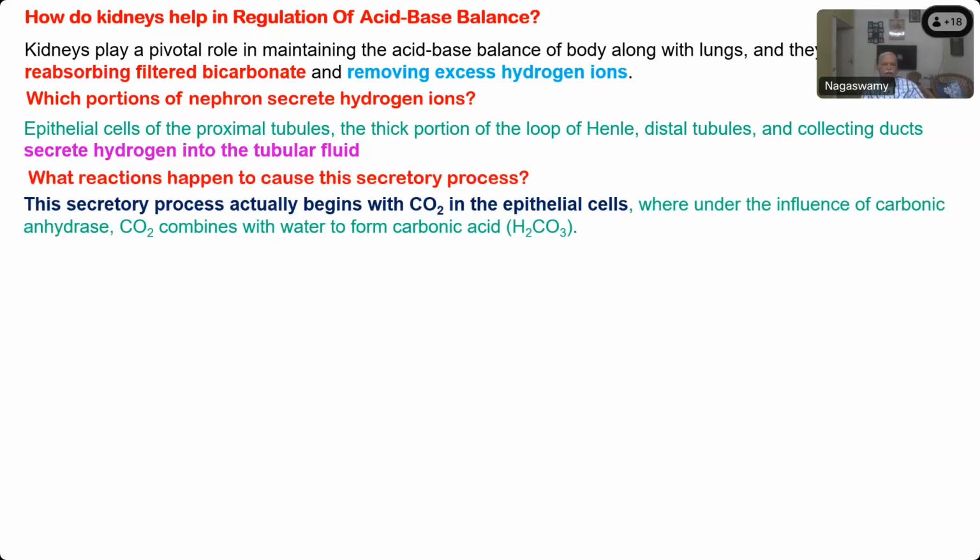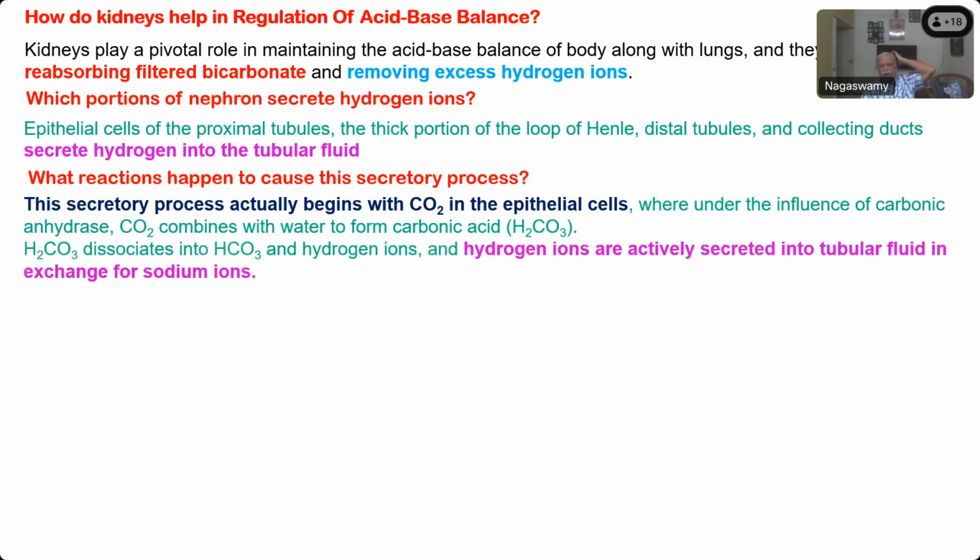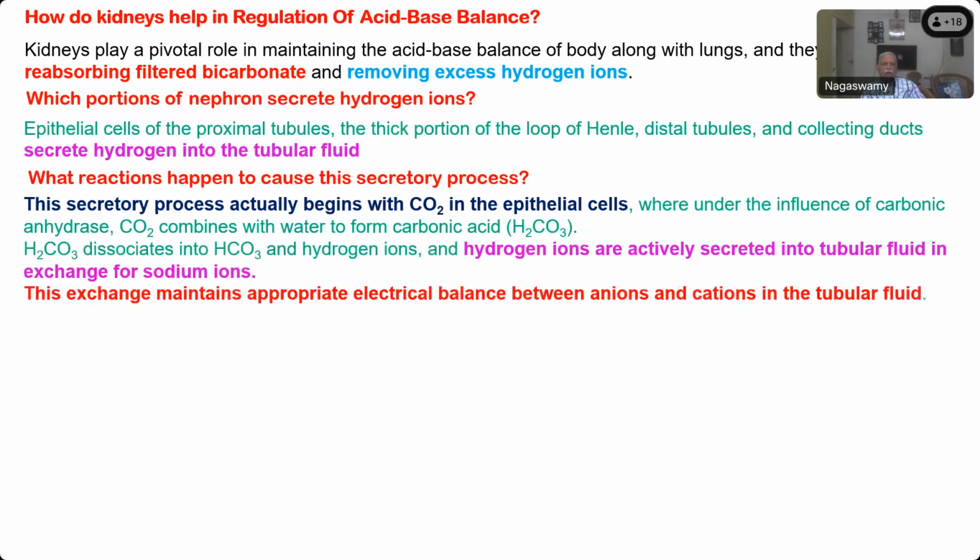carbonic anhydrase, it will combine with water to form carbonic acid, which is a very unstable acid. This carbonic acid will immediately dissociate into bicarbonate and hydrogen ions, and hydrogen ions are actively secreted into the tubular fluid in exchange of sodium ions. So hydrogen ions and sodium ions are exchanged to maintain electrical balance between cations and anions.